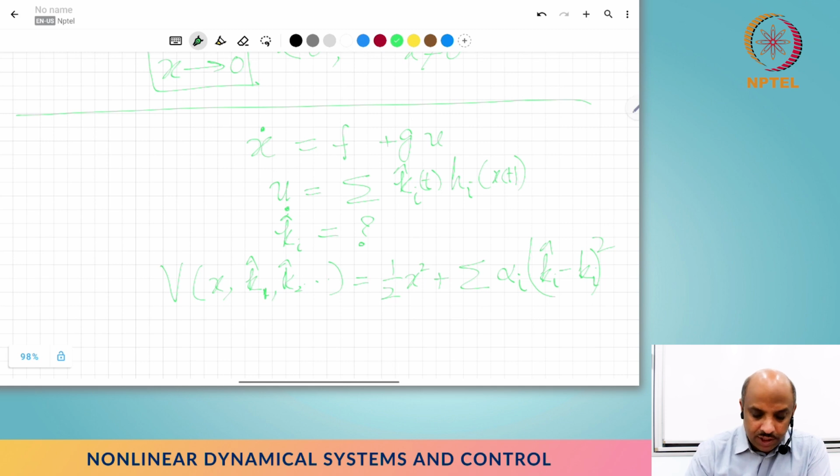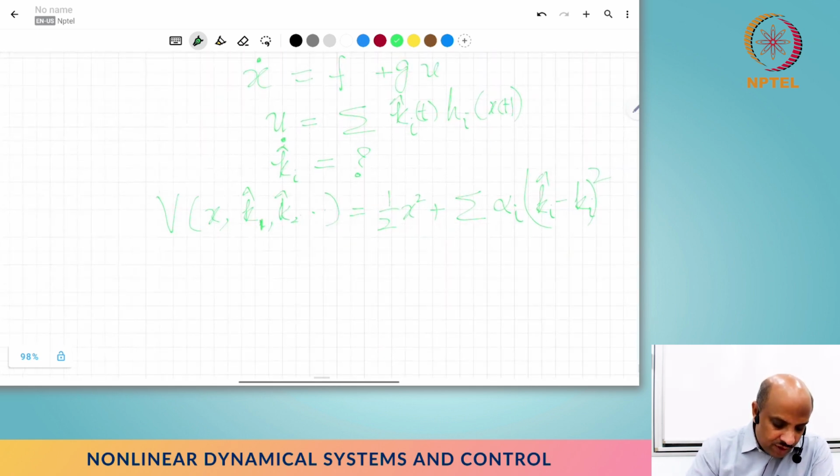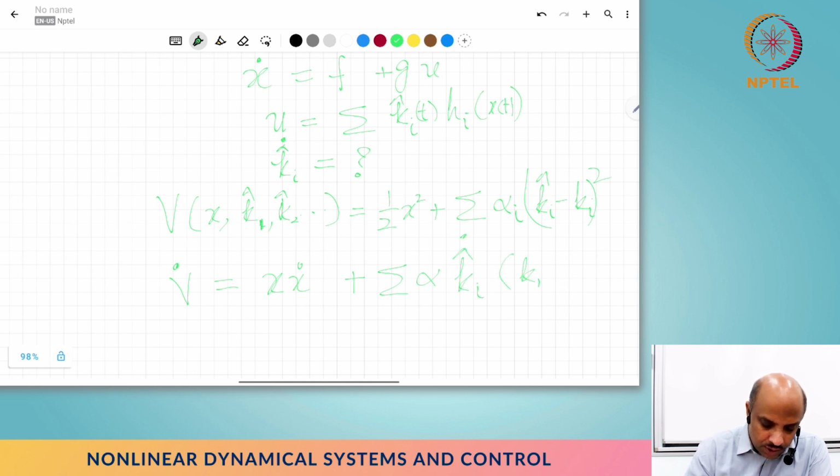We don't know the value of ki, but there is some ki that works, and I'm trying to estimate that unknown value of ki through this k hat. So therefore V dot is going to be x dot plus summation of alpha ki hat dot times ki hat minus ki. Perhaps there's a 2 here, or let me put a half there and then eliminate this 2.